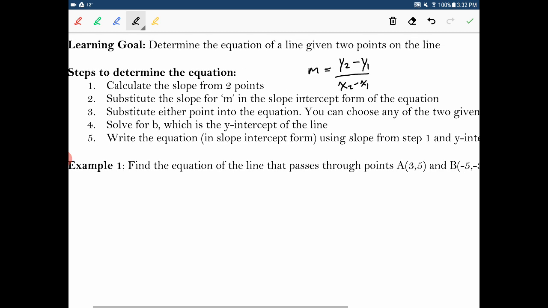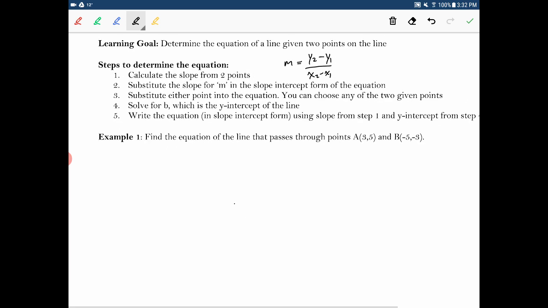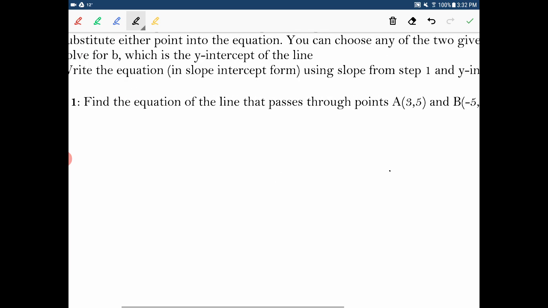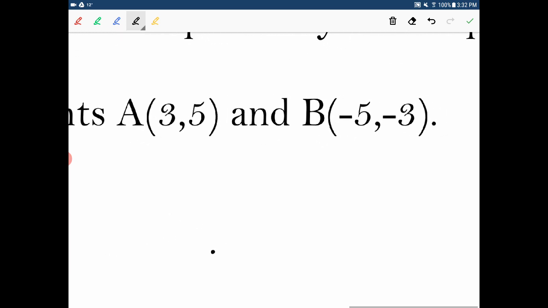Now we have 2 points this time. It doesn't matter which one you sub in, you'll get the same answer. And then we solve for b and rewrite the equation. So sounds super easy, right? So let's jump over here. Let's take a look at our 2 points.